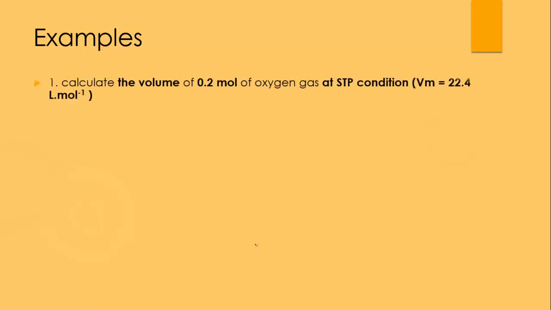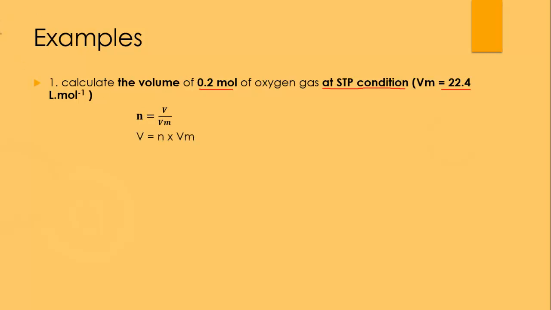Let us practice some examples about calculation of volume. The first example is: calculate the volume of 0.2 mole of oxygen gas at STP condition. Here we mention STP condition. This means we must use Vm equal 22.4 liters per mole. We have the number of moles n and we have Vm. To calculate V, the relation is n equal V over Vm. If we rearrange it, V equal n times Vm.